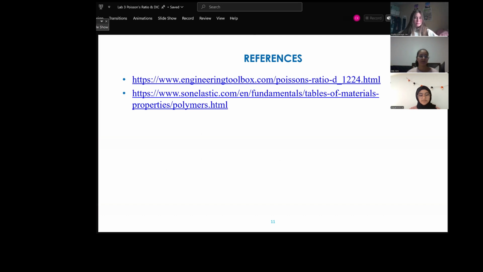These are our references. These are the two websites we used to find the literature Poisson's ratio values for our three materials.